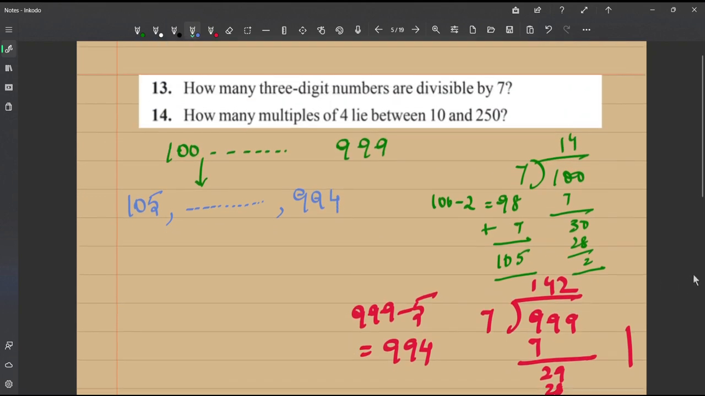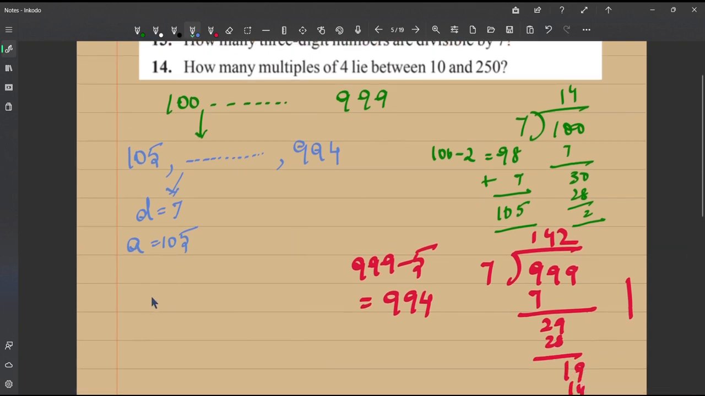Now, what is our question? How many three-digit numbers? So, how many terms are there in this arithmetic progression? This is of course an arithmetic progression because the common difference is going to be 7 and the first term is 105. So let us find the value of n, the number of terms in this arithmetic progression, and we would have solved the question. In order to do that, we follow the pattern: a plus (n minus 1)d is equal to the last term, 994.